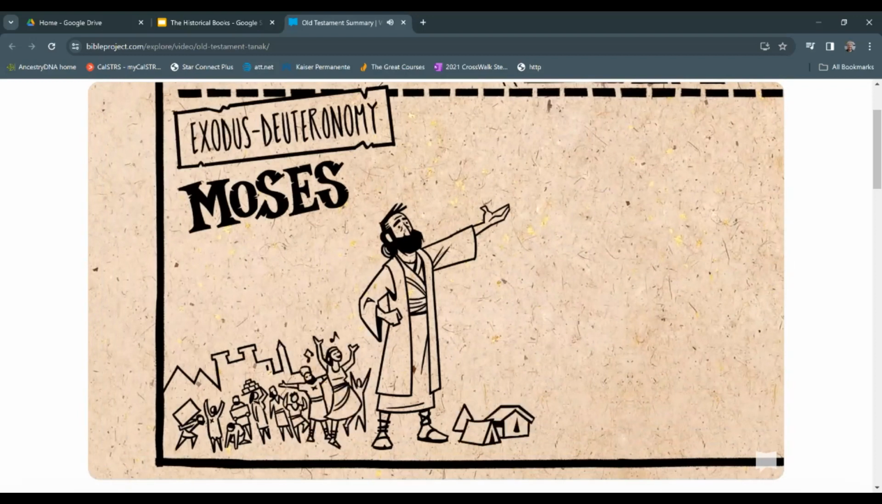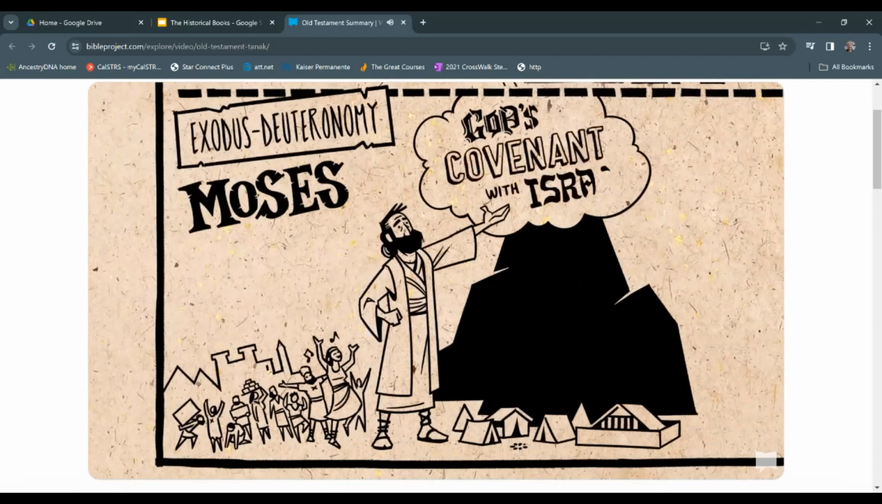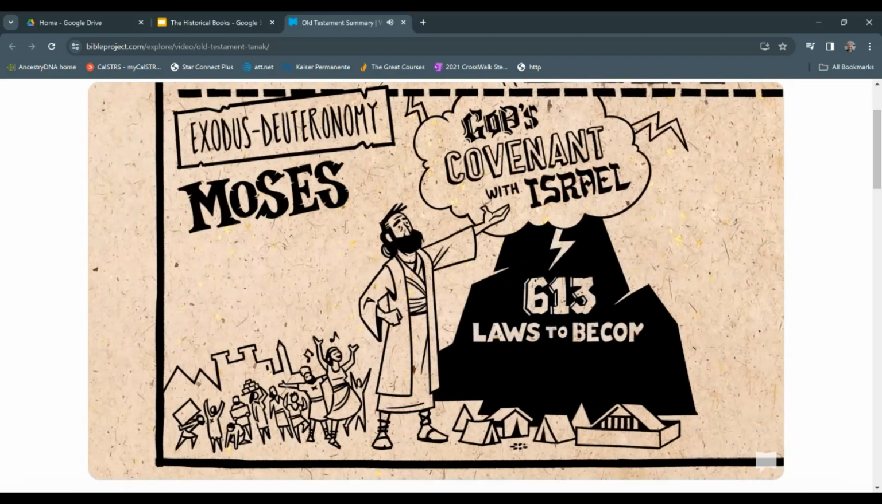God raises him up to rescue the Israelites and bring them to a mountain where they're all invited into a covenant relationship with God. They're given 613 terms of the relationship, guidelines for becoming new kinds of humans who will faithfully represent God to the world. And Moses brokers this whole deal because he's awesome.